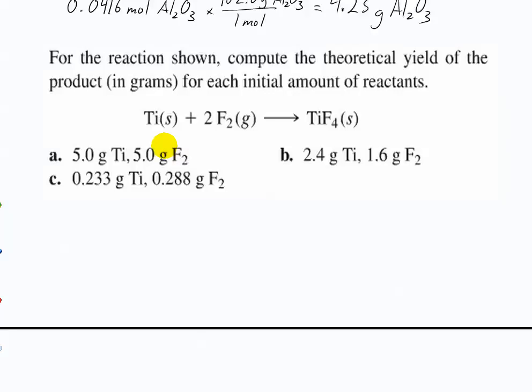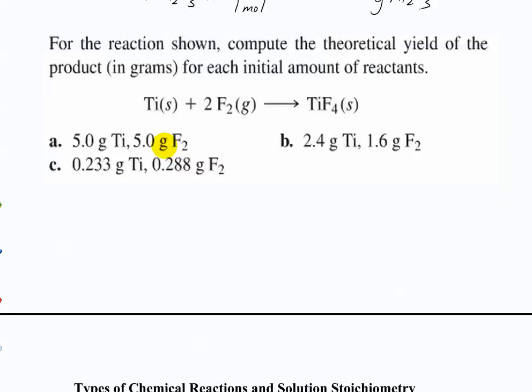Why doesn't it work like that? Because we need moles. Remember, the mass tells us nothing. We need to get to the moles. So let's do that. 5 grams of titanium is how many moles? 239? 0.104. And 5 grams of fluorine, F2, is how many moles?